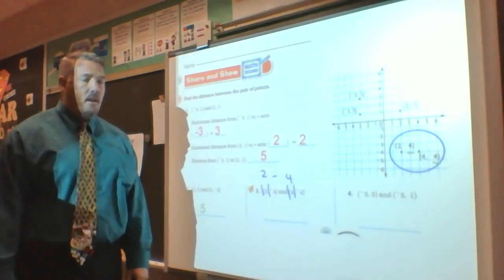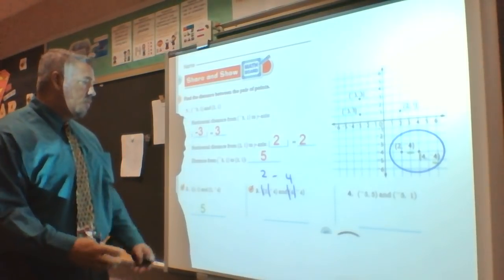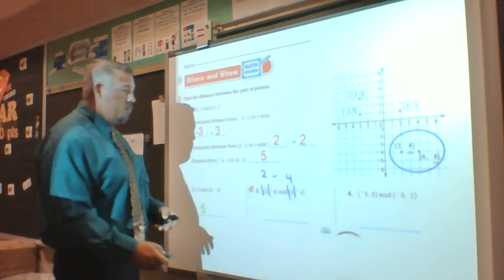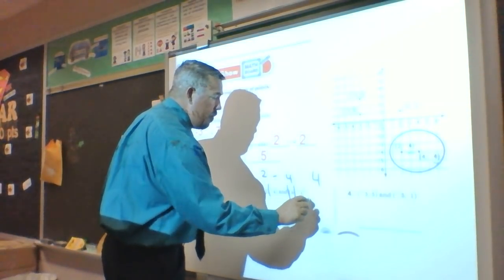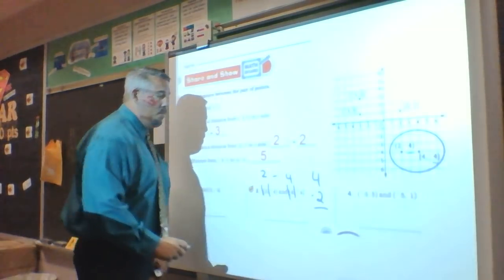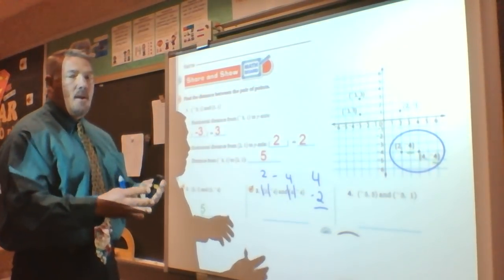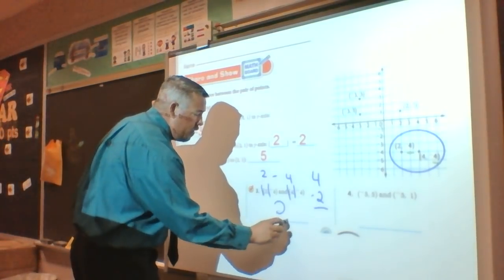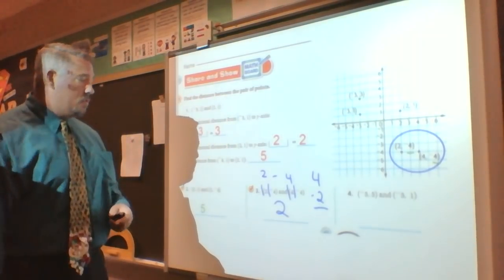But I can't do that, can I? Can I take 2 from 4 or 4 from 2? Which one works? Well, I'm just going to switch them around, and I'm going to have my 4 minus 2. It doesn't matter which order those are in because I'm just finding the distance between the 2 points. So I would indeed have 2 units.